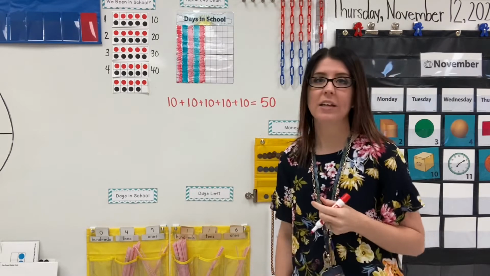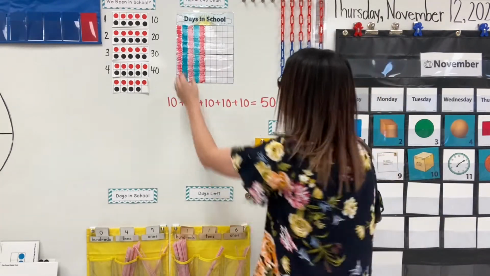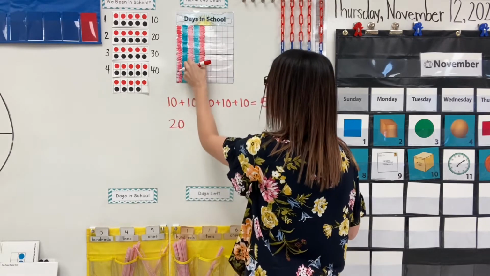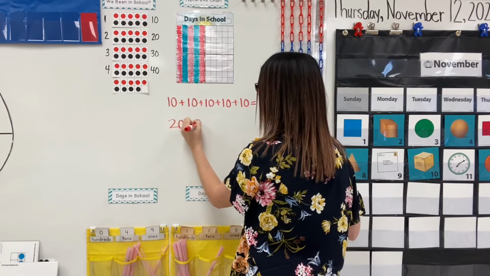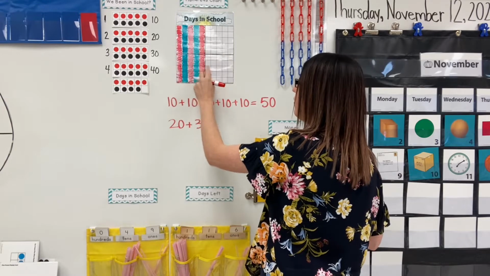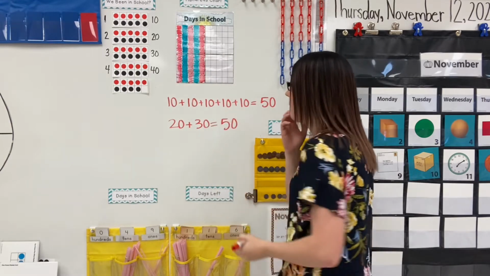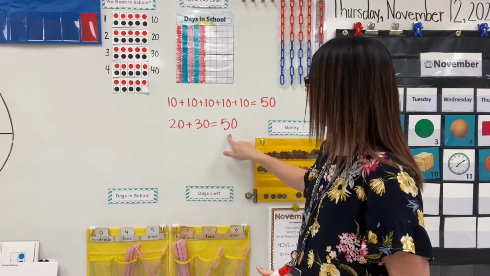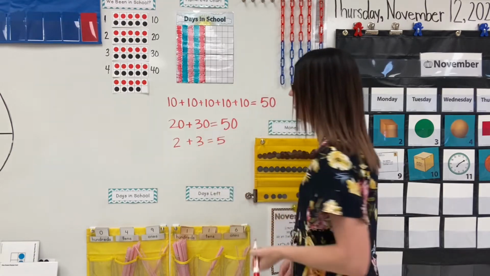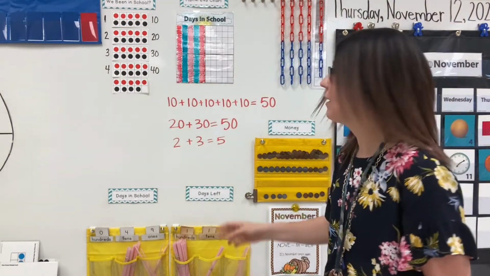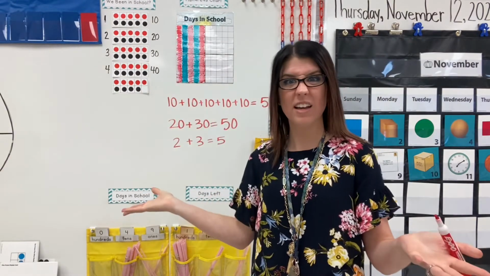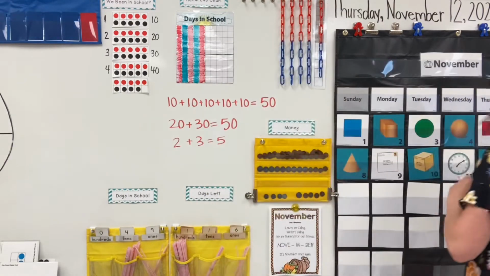Let's see what other numbers we can find inside of 50. What about this? 2 10 sticks. That would be 20. And then 3 10 sticks. That would be 30. And then all together we have 10, 20, 30, 40, 50. When I see this 20 and 30 equals 50, it reminds me of 5 buddies. 2 and 3 equals 5. That kind of makes sense, doesn't it? Because 2 groups of 10 and 3 groups of 10 is 5 groups of 10, just like 5 buddies. Wow, that's so cool.